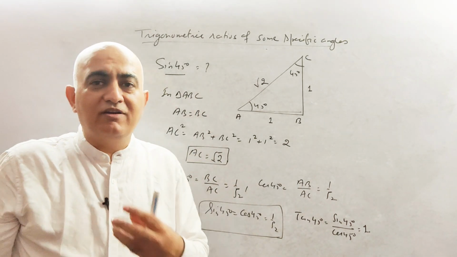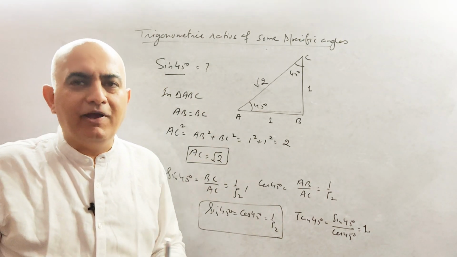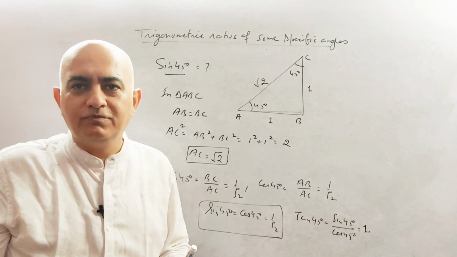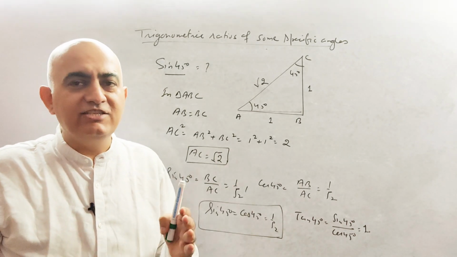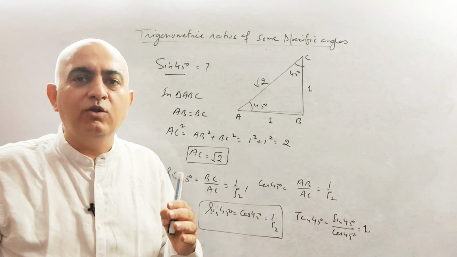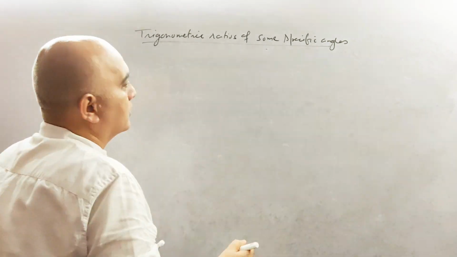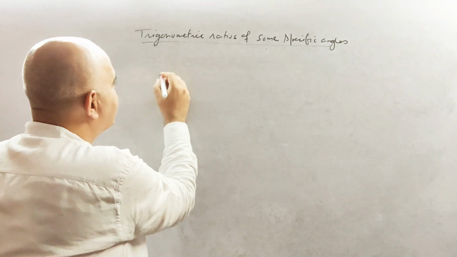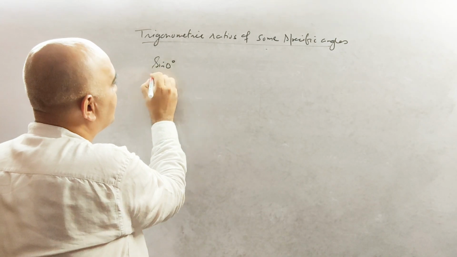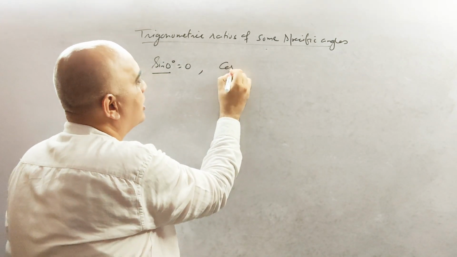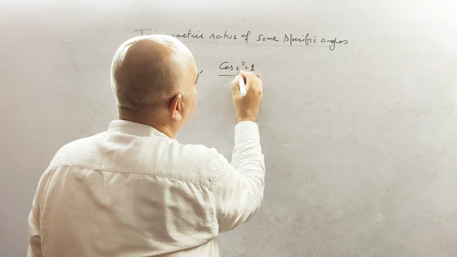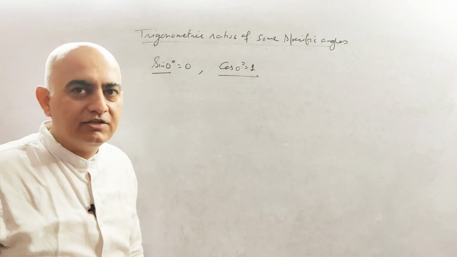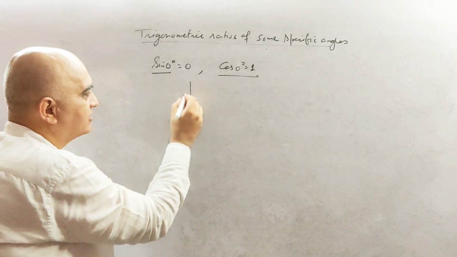And one more interesting thing is how you can find out the value of sine 0. We know sine 0 is 0. How? Sine of 90 is 1. How can we obtain sine of 0 degree? That is 0. And what is cos 0? That becomes 1.